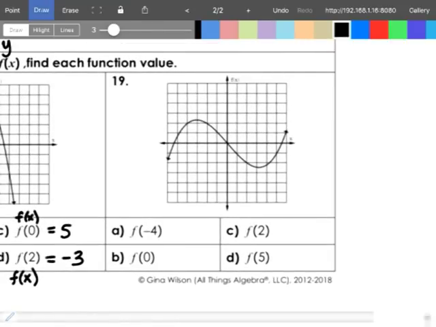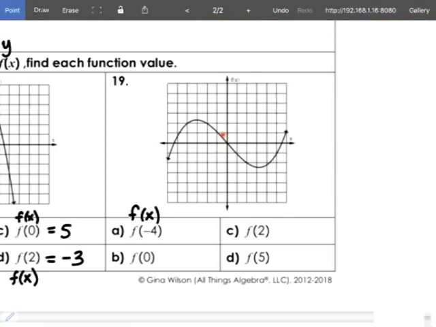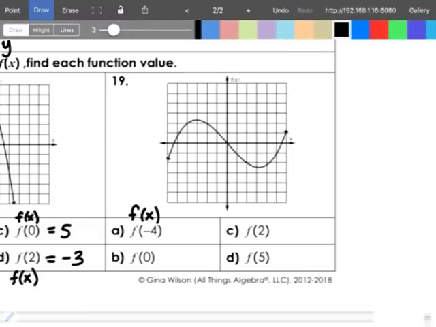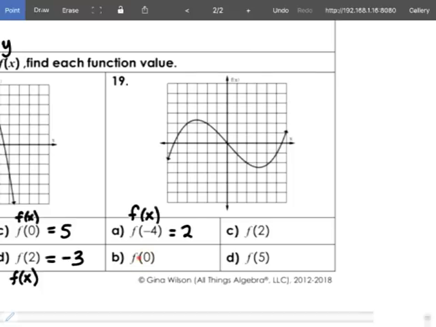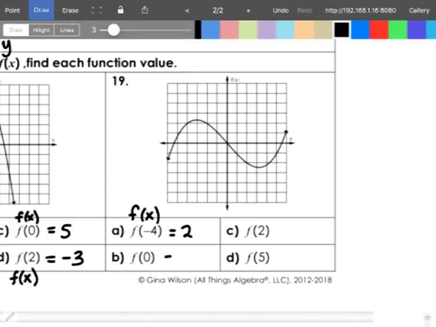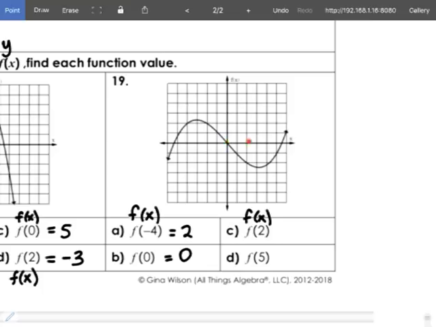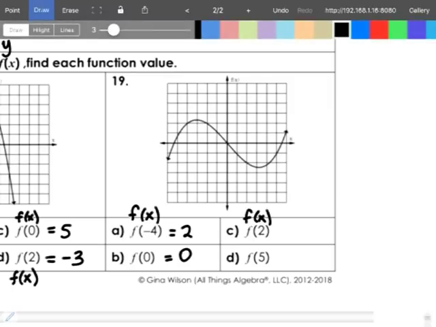All right, last one. So f of negative 4. Again, this is saying f of x. So when x is negative 4, 1, 2, 3, 4, what is y? Y is 1, 2. This is where my graph meets at negative 4, 2. So positive 2. What about at 0? When x is 0, y is 0. It's right there. The point is right at the origin.